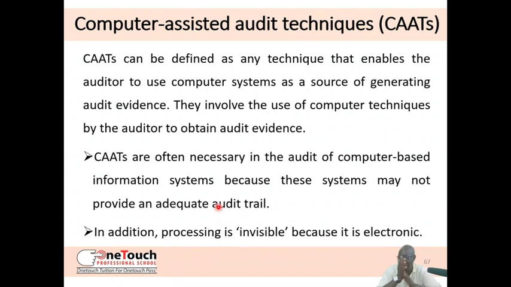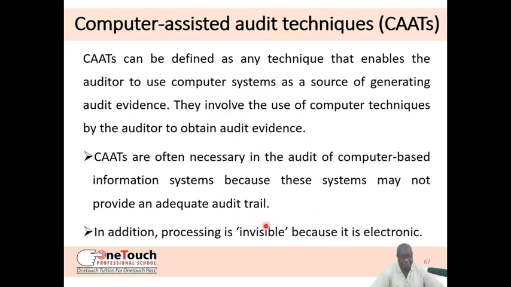What is CAT? CAT, Computer Assisted Audit Techniques. These are the software that are used by the auditor. CATs are often necessary in the audit of computer-based information systems because these systems may not provide an adequate audit trail. They involve the use of computer techniques by the auditor to obtain audit evidence.